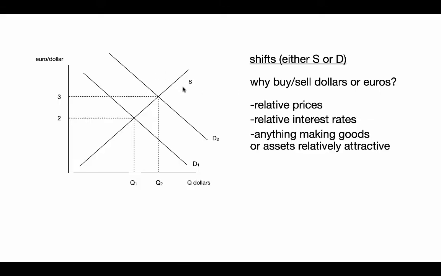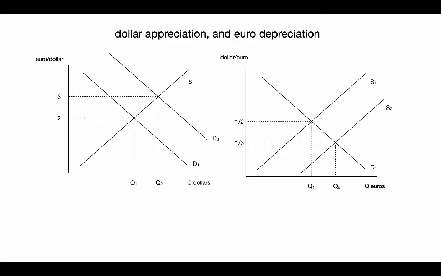Or if I'm less likely to sell dollars via a supply decrease, well, why would I want to do that? I want to stay in dollars. I'm less likely to buy euros. So it really comes down to the same thing, whether we're shifting supply or demand in this market.